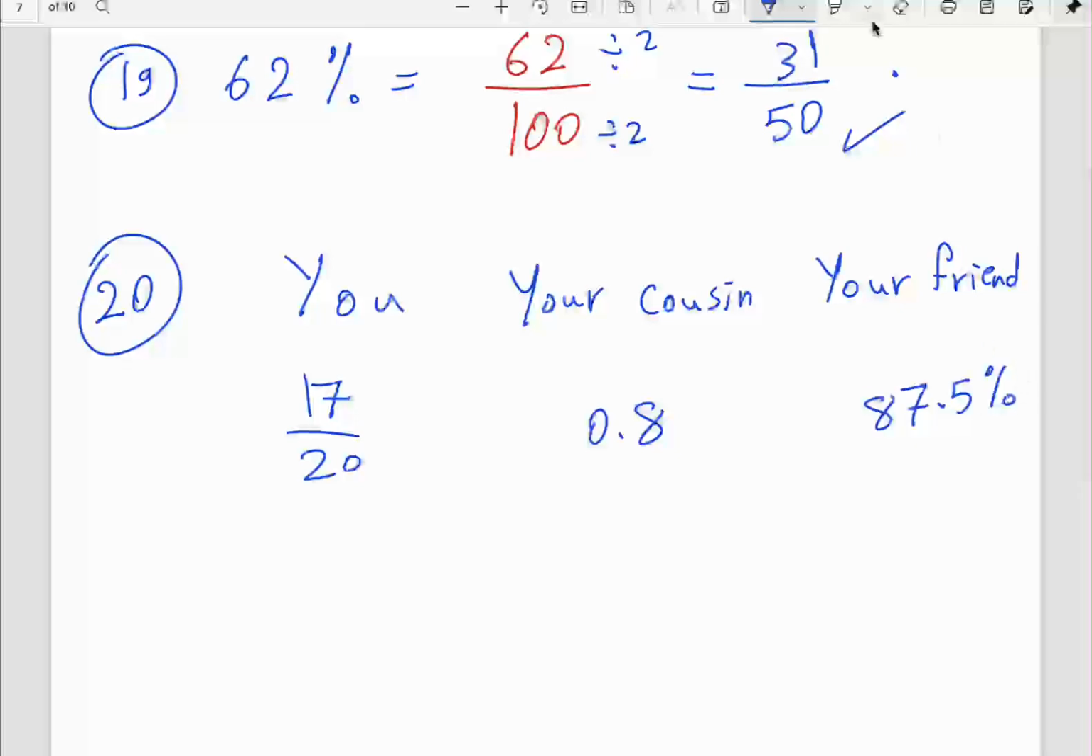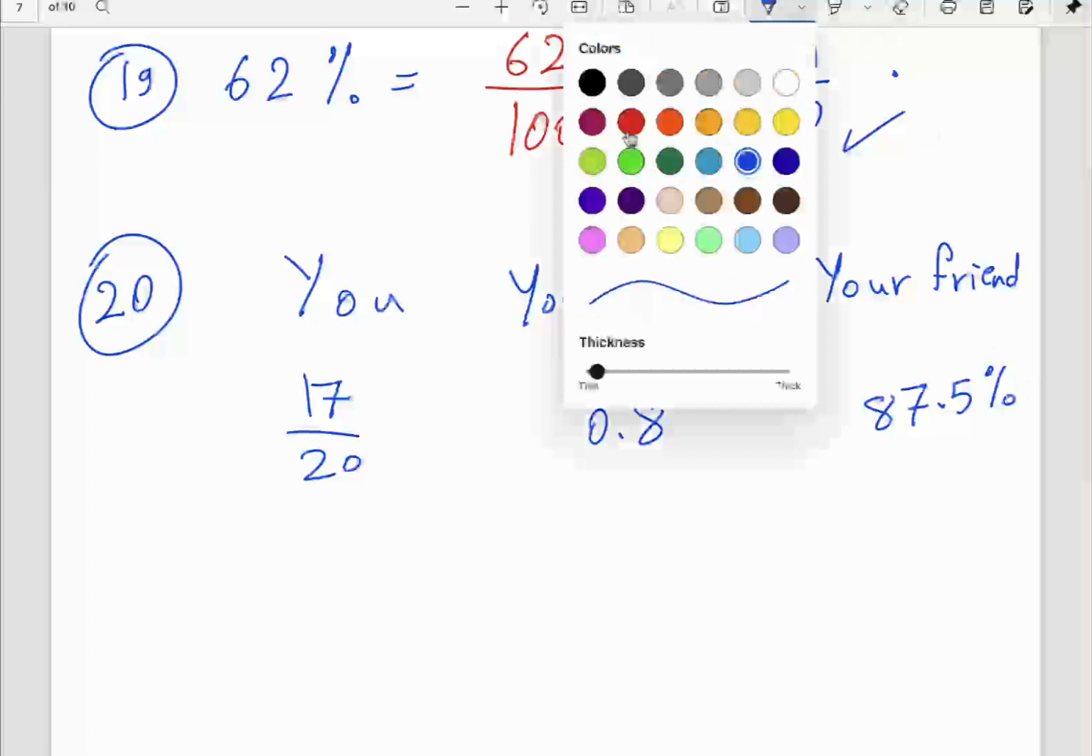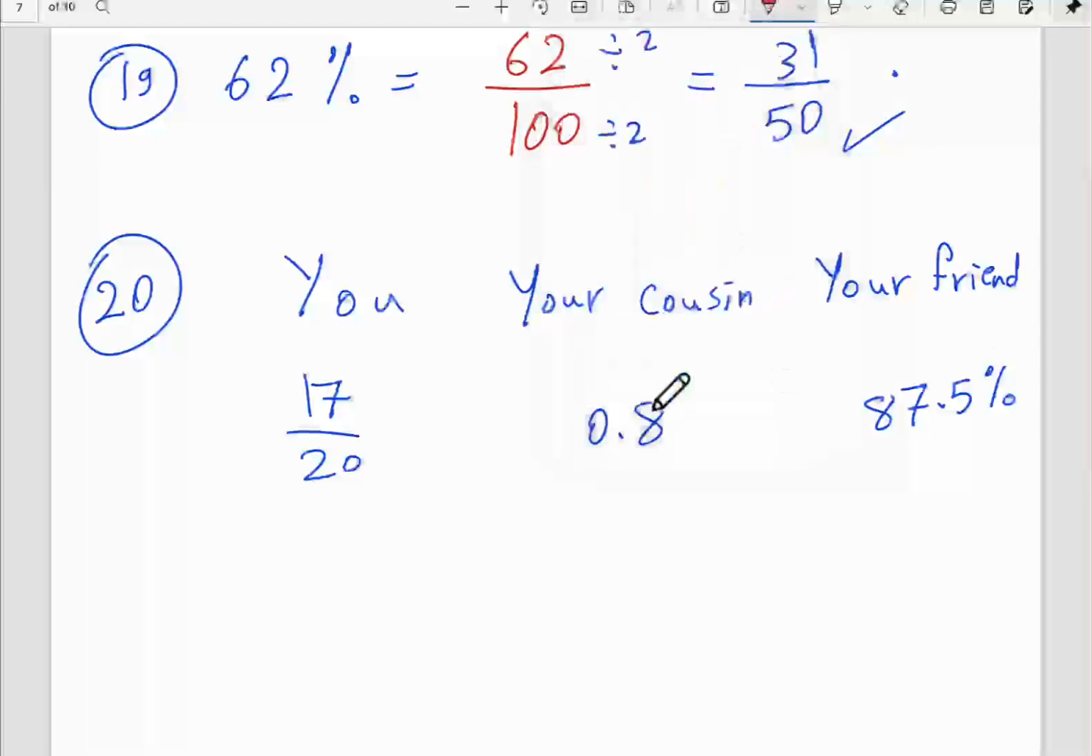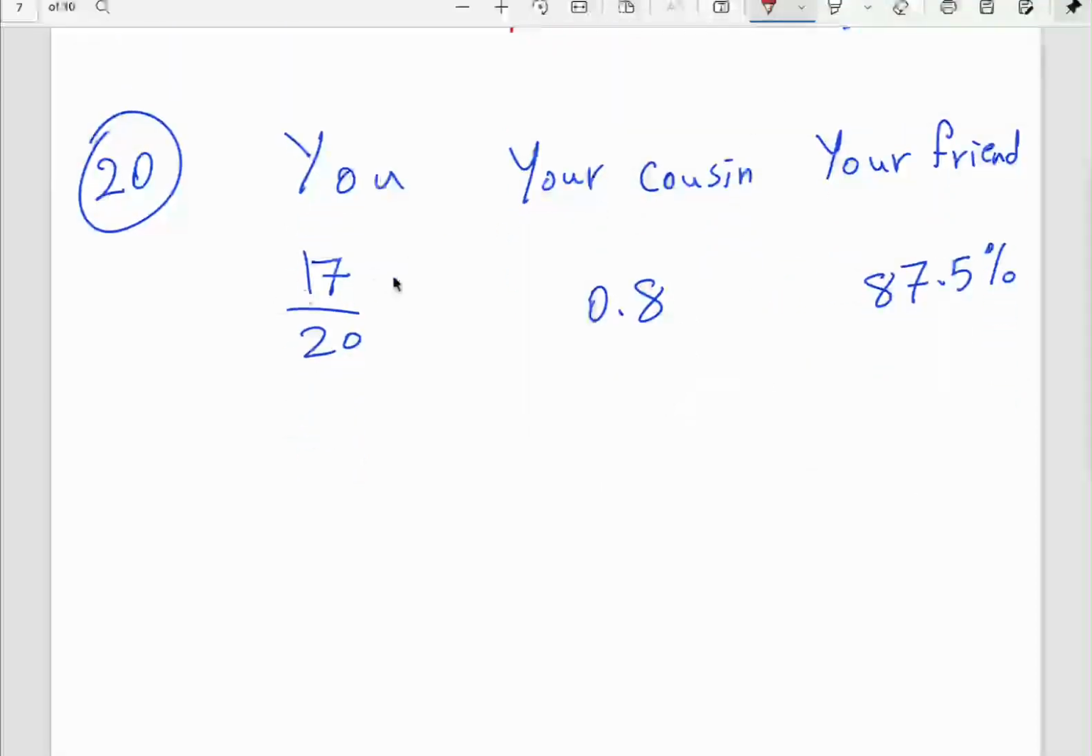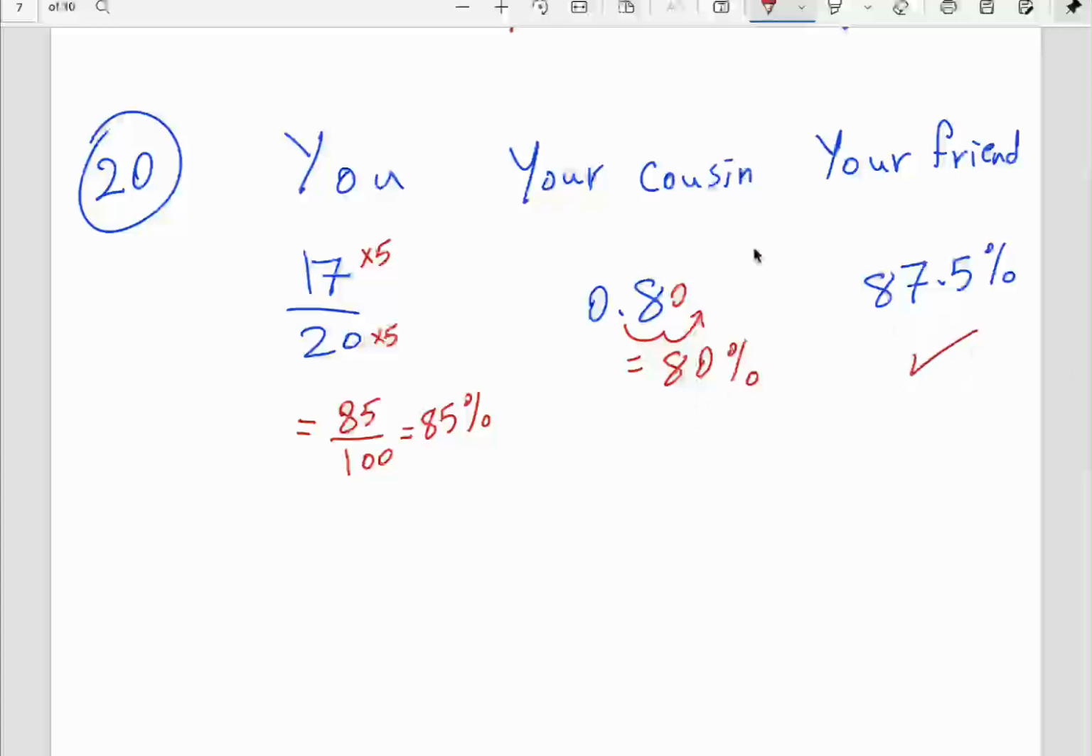So I'm going to start with you first. 17 over 20, we multiply by 5 in the denominator and the numerator. It will be 85 over 100. So 85%. Okay. And the cousin? 0.8, we move the dot 2 times to the right, it will be 80%.